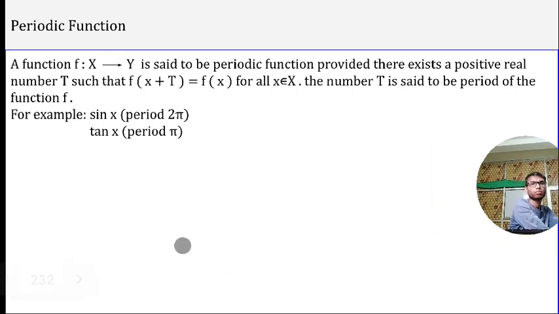Periodic function. A function f: X relates to Y is said to be a periodic function provided there exists a positive real number T such that f(x + T) equals f(x) for all x belonging to X. The number T is said to be the period of the function f. For example, sin x has period 2 pi, tan x has period pi. This is a periodic function.